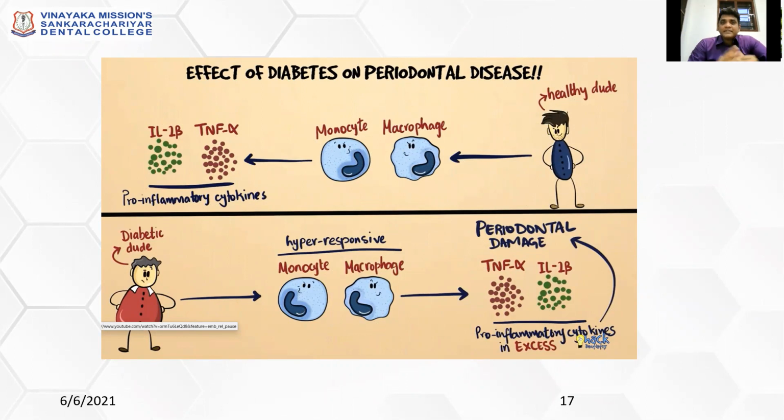The second thing is, when the microbial load increases and it goes to chronic inflammation, the macrophage and monocyte will deliver pro-inflammatory cytokines, which can counter the antigen. In the poor glycemic control patient, this will be hyper-responsive, and the monocyte and macrophage will be hyperactive. So it will produce more pro-inflammatory cytokines, and that will create a lethal effect in the connective tissue. So the attachment loss is inevitable.